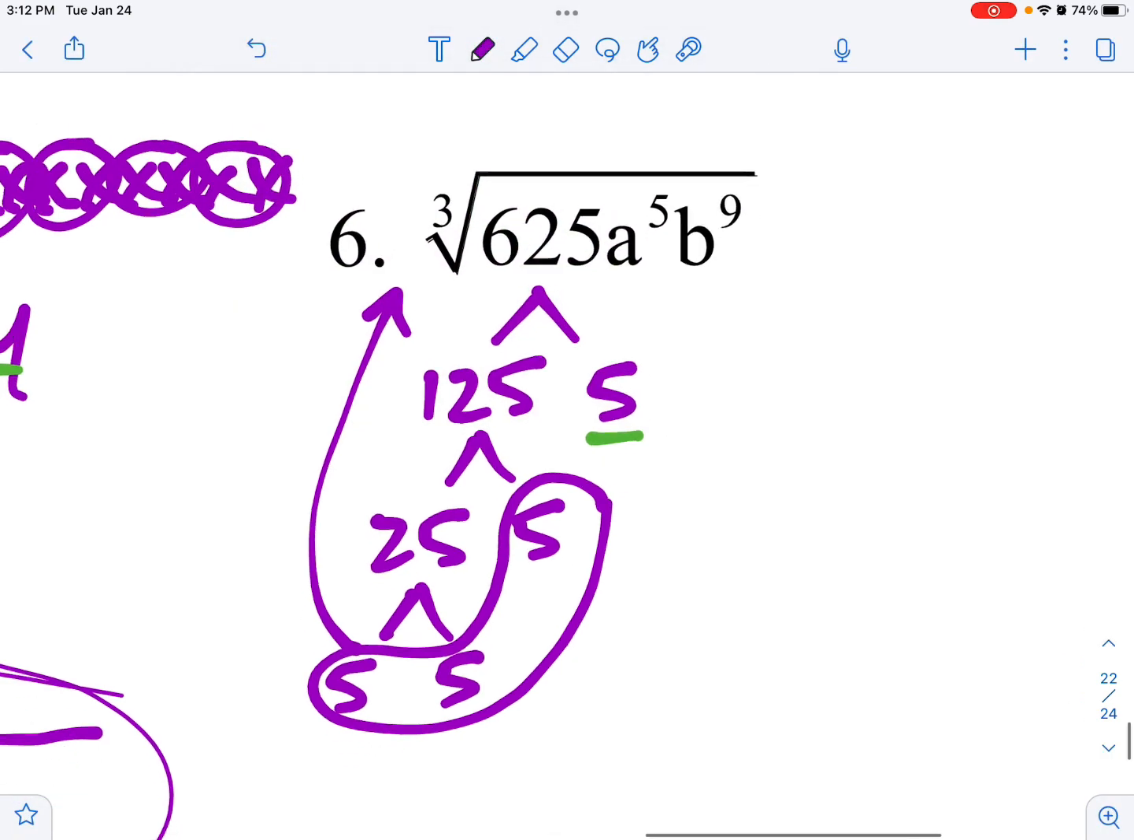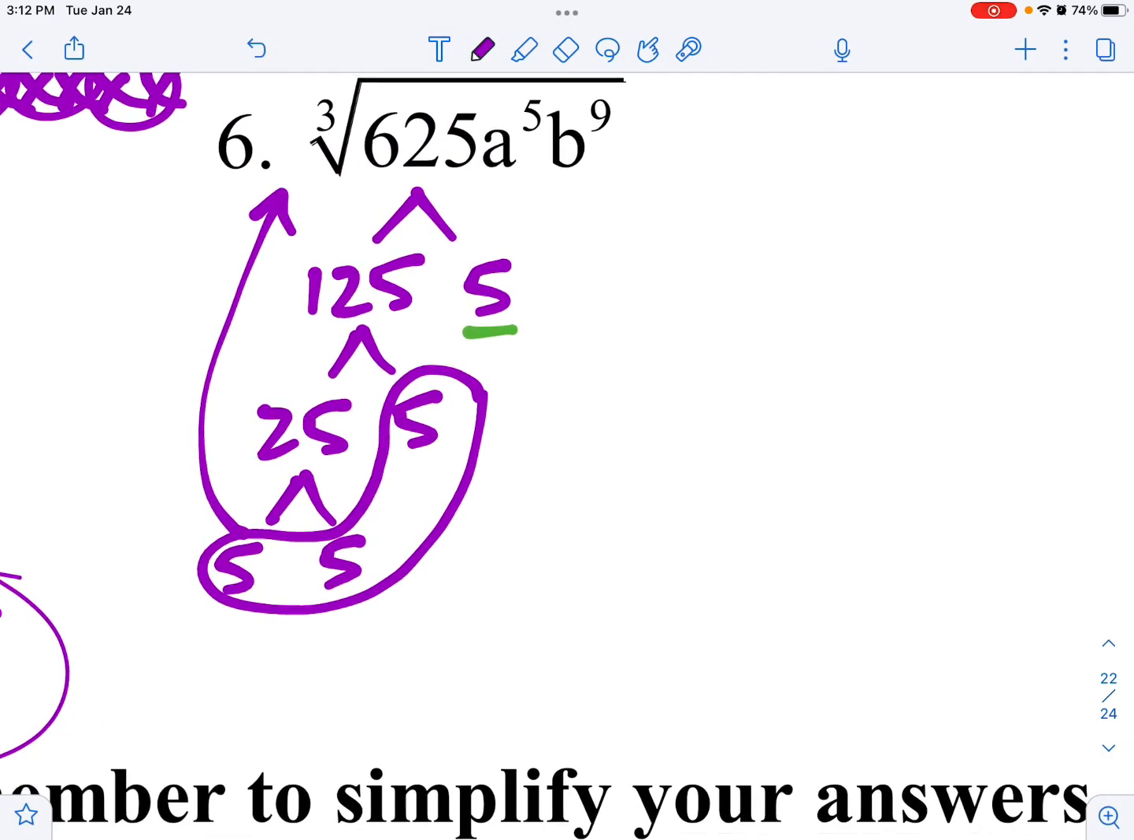I'll start writing my answer down here and leaving myself some room. I have a 5 on the outside. There's no number in front here that multiplies. So that's why it's just this group of 5 comes out. There's one group of 5. And there's a radical 5 on the inside. So this number that didn't get circled has to stay in.